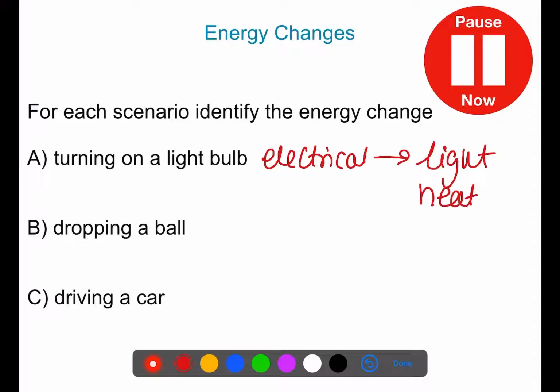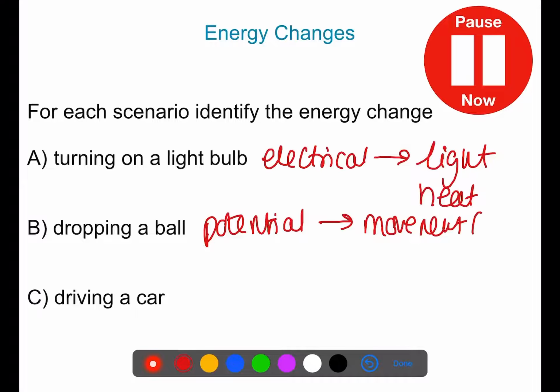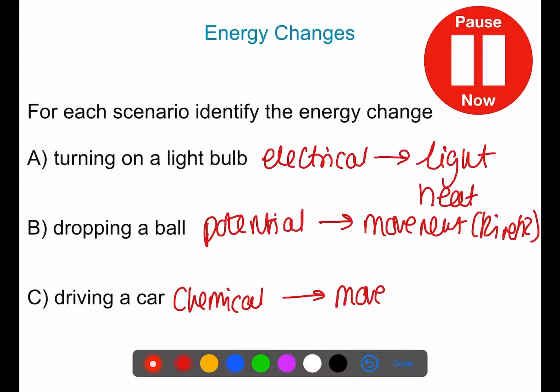When you drop a ball from a height, you're taking the stored potential energy and you're changing this into movement or kinetic energy. Finally, when you drive a car, you turn the chemical energy in the fuel into movement or kinetic energy. There is also some heat produced.